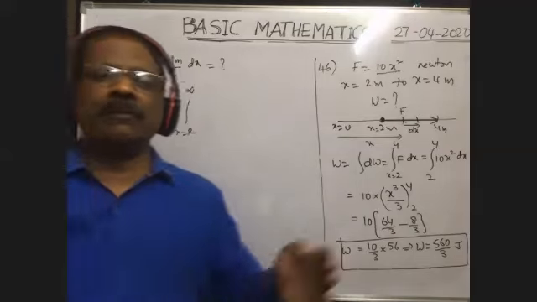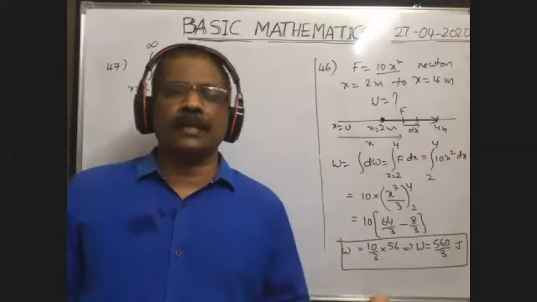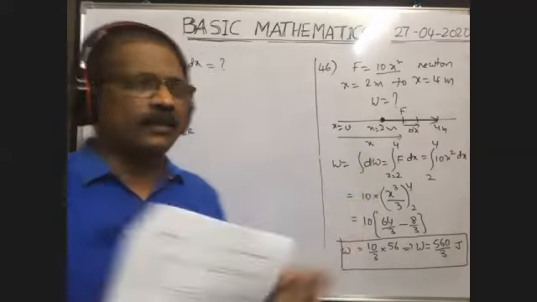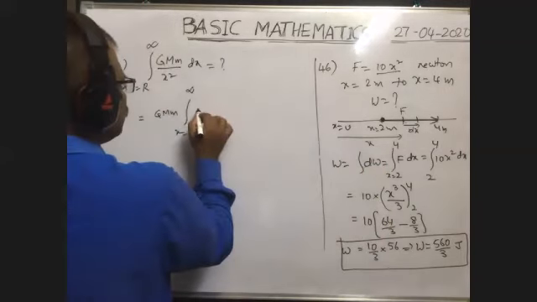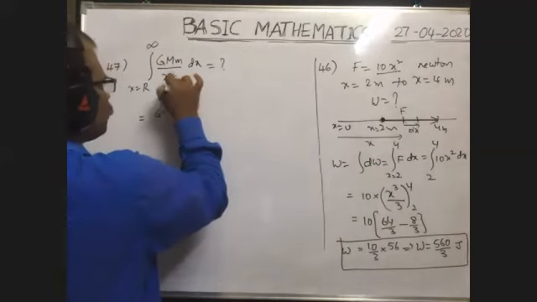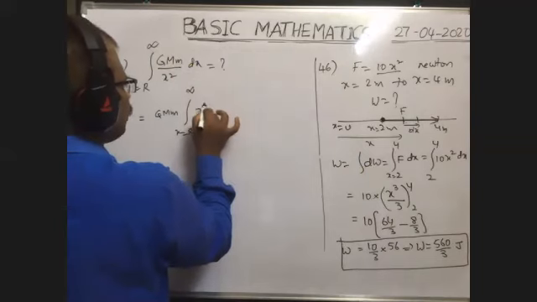Suppose if you have 1 by x dx, then we can write ln x. But here it is 1 by x square. That's why you bring this denominator term to the numerator so that it becomes x to the power of minus 2.